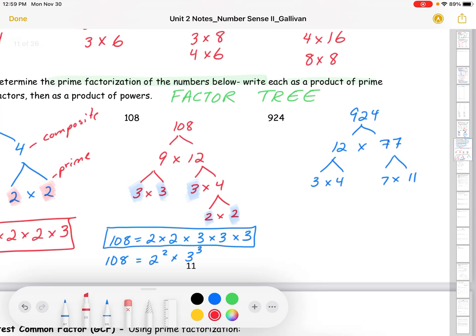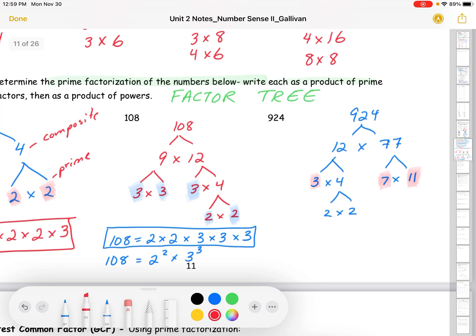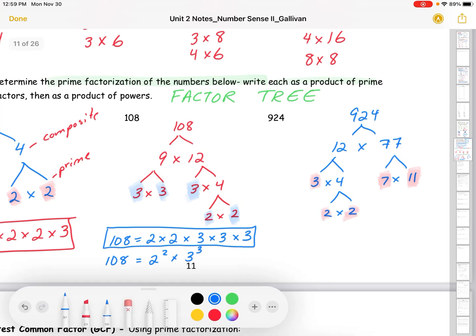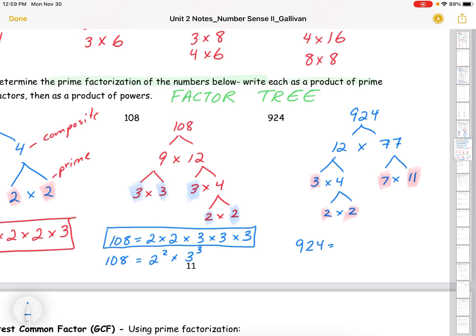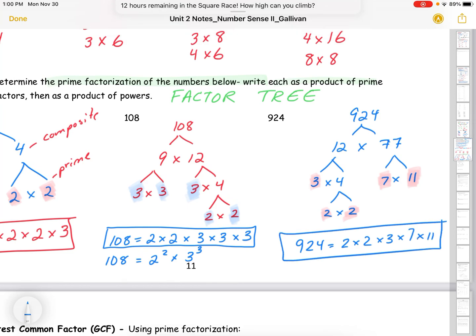So let's see where we're at for prime numbers. 3 is a prime number, 7 is a prime number, and 11 is a prime number. However, 4 is not, so it can go down again to 2 times 2. Now, 2 and 2 are prime numbers, and I am done with this one. So this would be 924. Start with the smallest, 2 times 2 times 3 times 7 times 11. And that is my prime factorization. Okay?